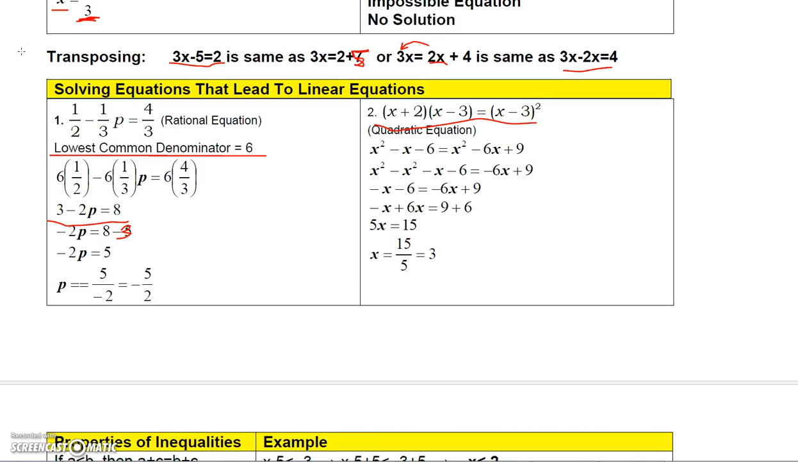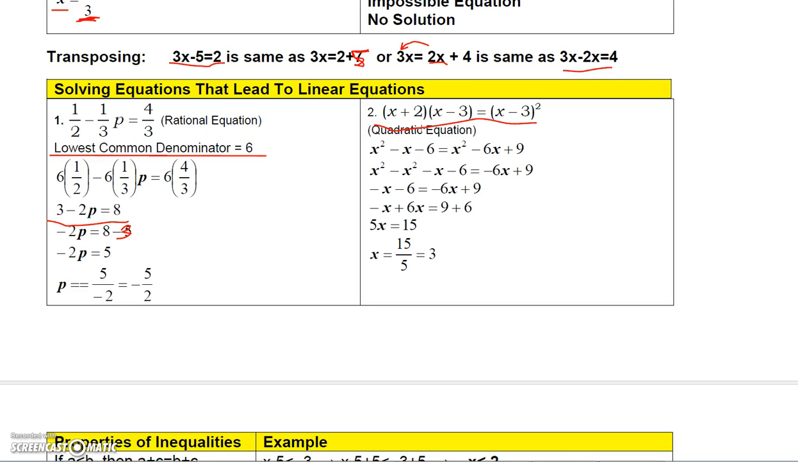Hello, this video is going to talk to you about properties of inequalities and solving linear inequalities. But before we get to that, I didn't quite finish one example from the first video. So let's talk about this.